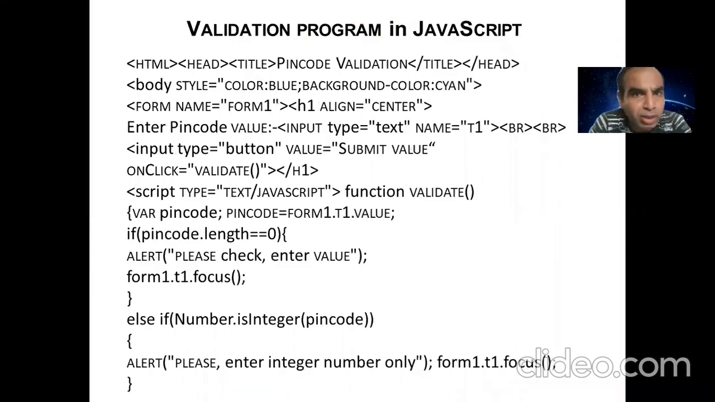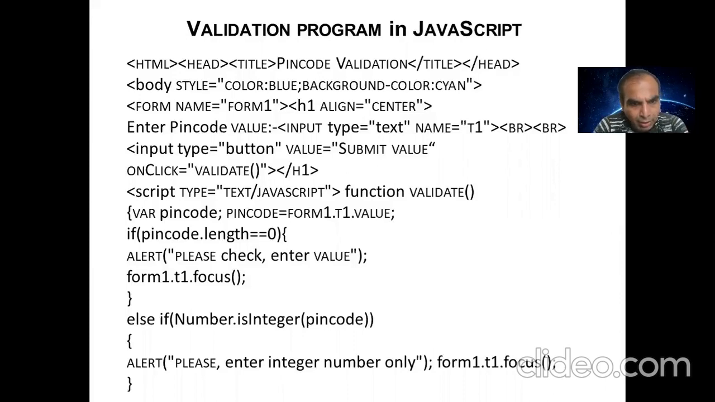Now the last part of this topic: validation. A validation program in JavaScript. See, now the HTML title is pin code validation. They are inserting the value in the body style, color blue and background color cyan, in inline CSS. They declare one form named form1, with a heading aligned to center, "enter pin code value." They use a text box type input, and they insert the pin code number and click on the button. When you click on the button, the validate function will execute.